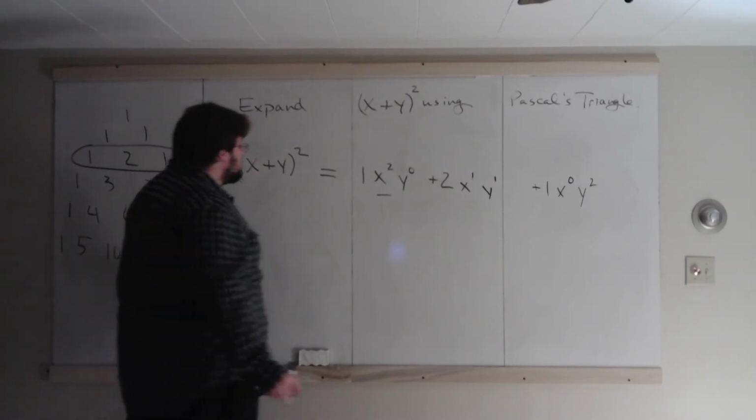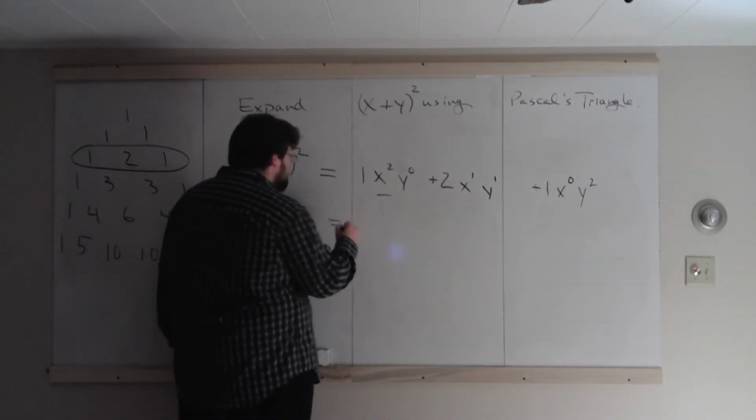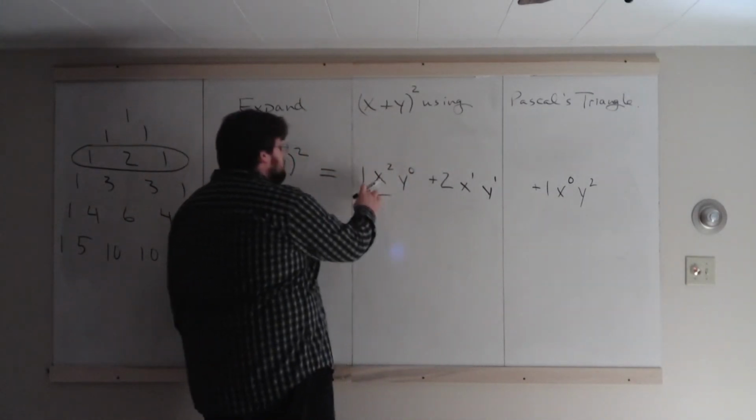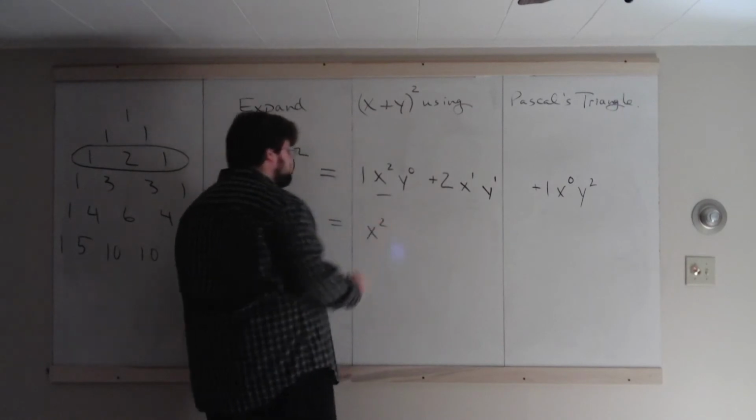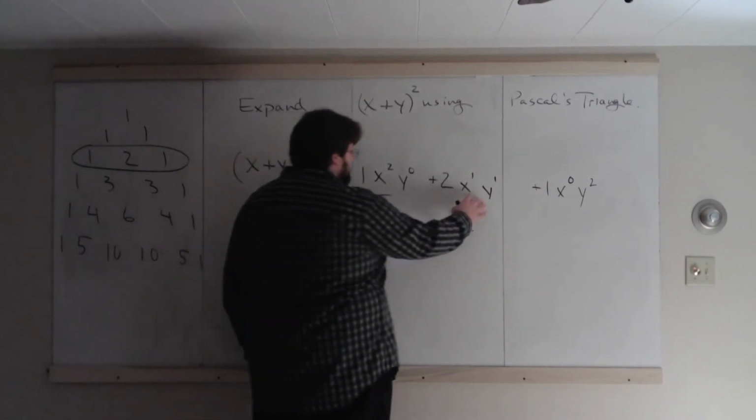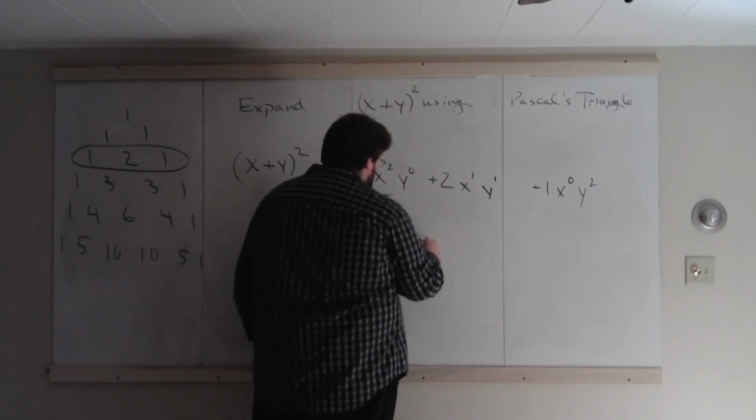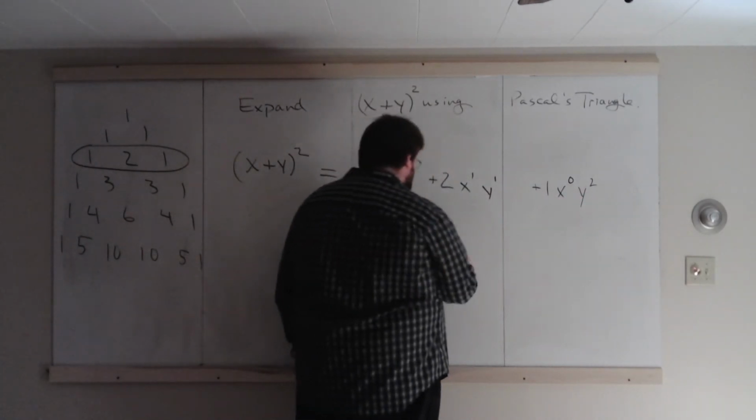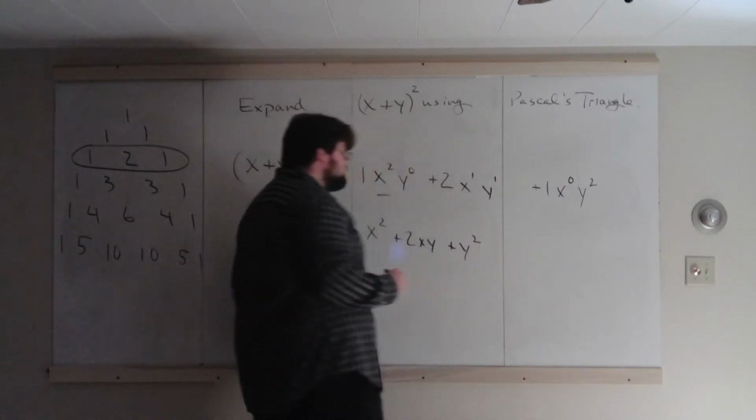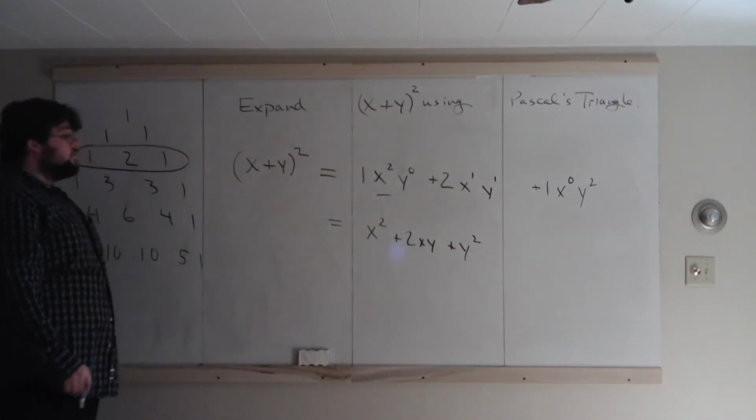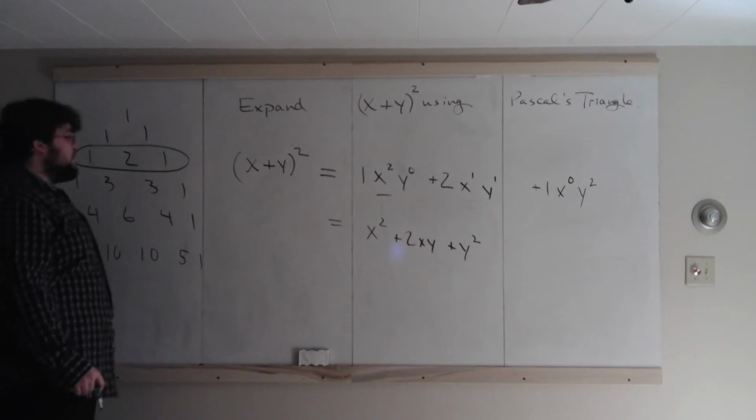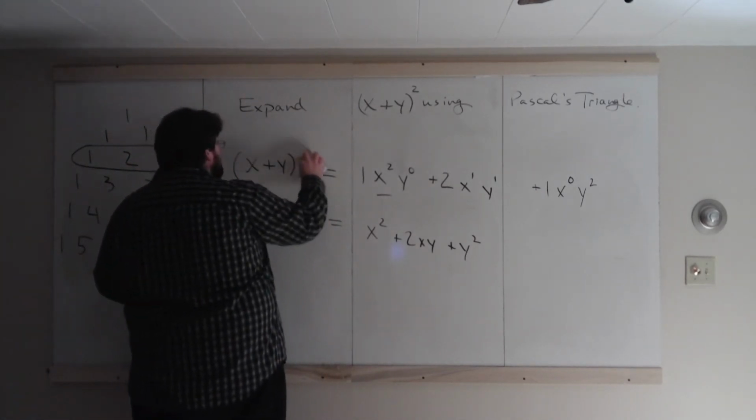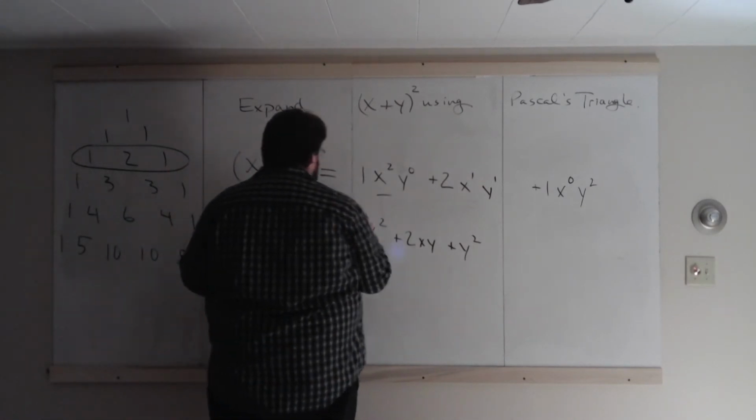Well, that's written in a very complicated way. Let's not write all the 1's. y to the 0 is 1. x to the 0 is 1. So we have 1 times x squared times 1, just x squared. We don't write that 1 at the start. So plus 2xy. And over here, 1 times y squared is just y squared. So here we have expanded x plus y squared. Let's do another. Let's do exponent 5.